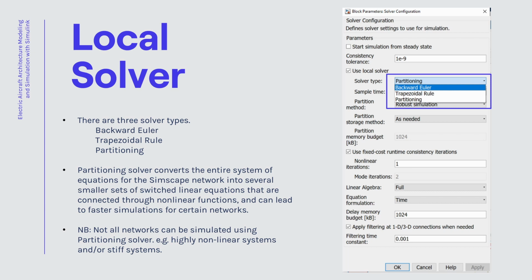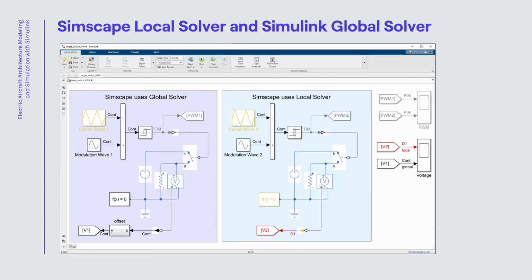Now that we talked about the background of the Simscape local solver and the global solvers, let me show you how they work in a model. In this model, I have a simple DC circuit with an ideal switch feeding a resistive load. The switch is controlled through PWM with a carrier frequency of 5 kHz and a modulation wave of 50 Hz. There are two versions of the circuit. The circuit on the left uses the Simulink global solver, and the circuit on the right uses the Simscape local solver.